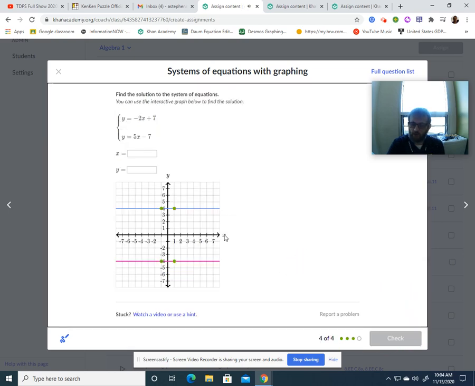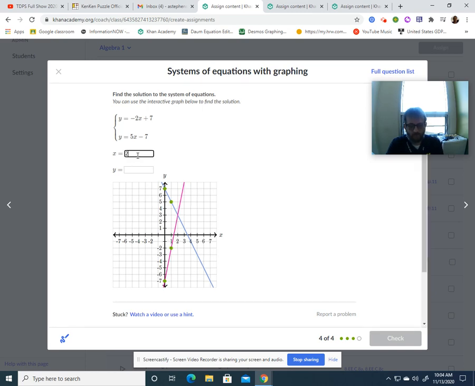Last one, slope-intercept form makes it easier. We know right off the bat it goes through the point 0, 7. And then this tells me go 1 right, 2 down. This one starts out at 0, -7. And then this tells me go 1 right and then 5 up. 1, 2, 3, 4, 5. Now, where do they cross? They clearly cross when x is 2 and y is 3.